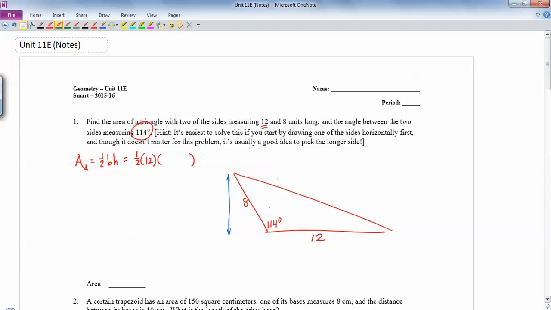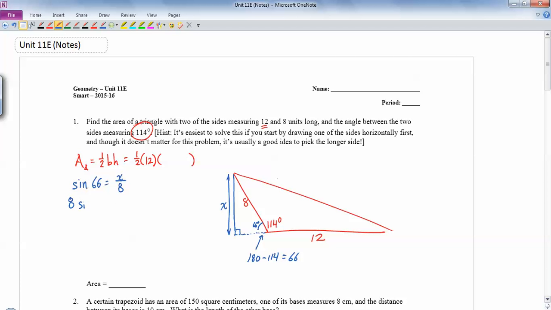So in order to get that, I need to drop an altitude and then extend the base so that it sticks out like that. Now notice the 114 is right here. So this angle would be 180 minus 114, which is 66. So this angle is 66 degrees. And then I'll call the height x here. You can call it h if you want, but it doesn't really matter. That's opposite, and 8 is the hypotenuse, so I'm going to be using sine. So sine of 66 equals opposite over hypotenuse, x over 8.